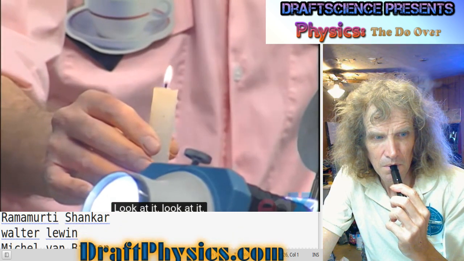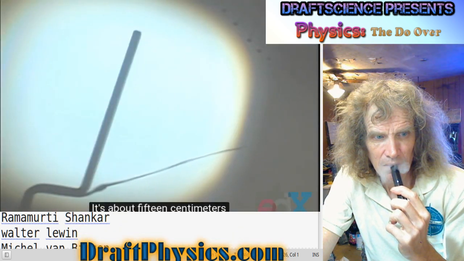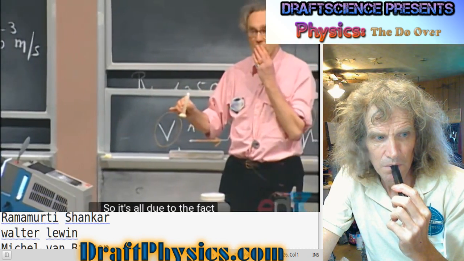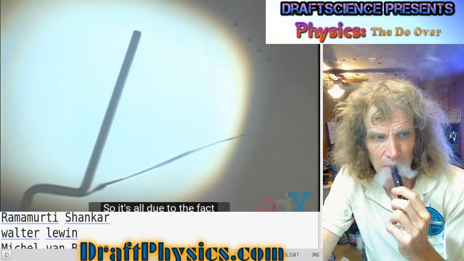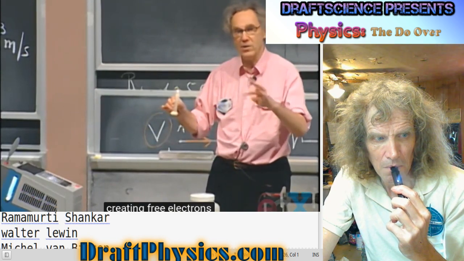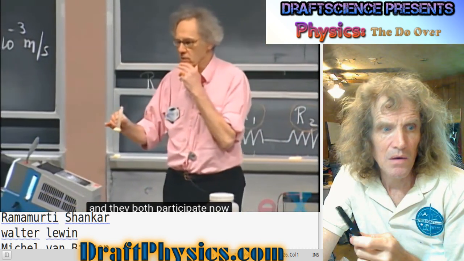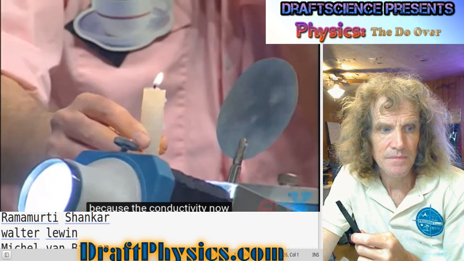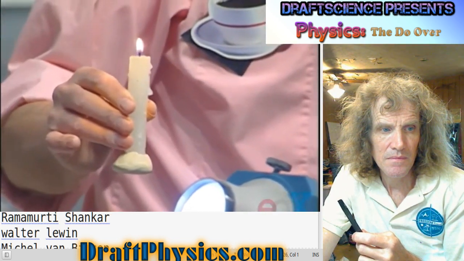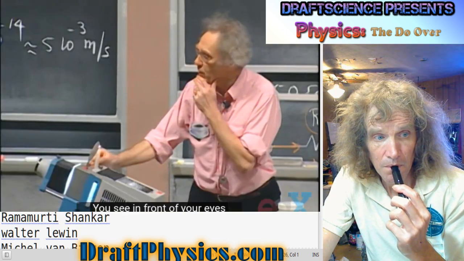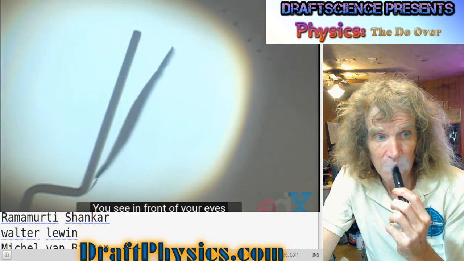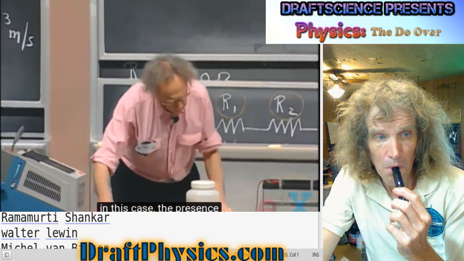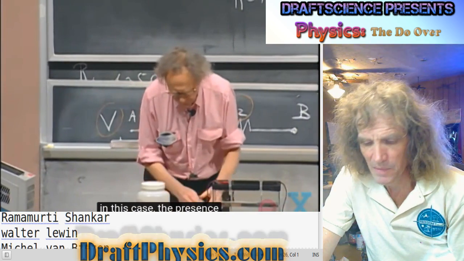And I will bring the candle to maybe 20 centimeters from the electroscope. Look at it, it's already going. It's about 15 centimeters away. I'll take my candle away, and it stops again. So it's all due to the fact that I'm ionizing the air there, creating free electrons as well as ions, and they both participate now in the current, and the charge can flow away from the electroscope to the earth because the conductivity now is so much higher. I stop again, and it stops. You see in front of your eyes how important the temperature is, in this case, the presence of the ions in the air.